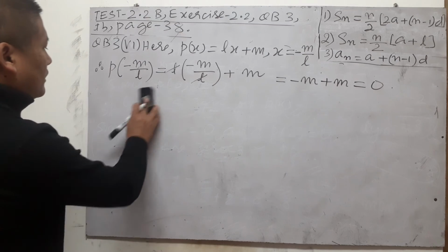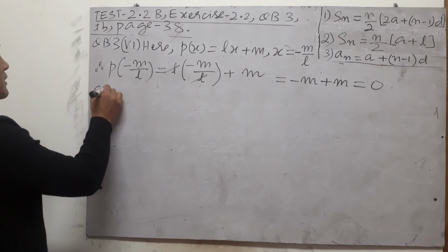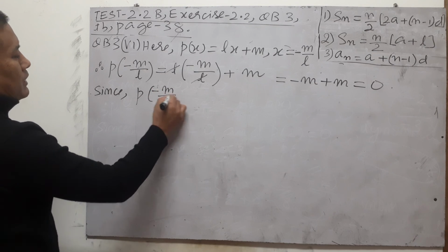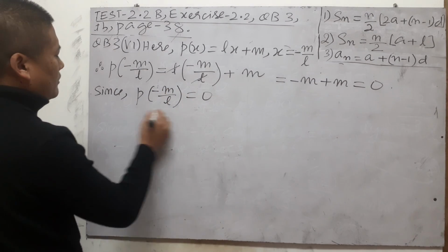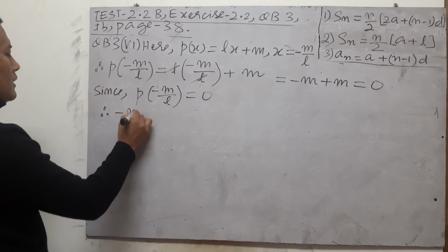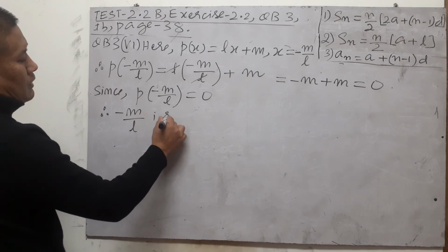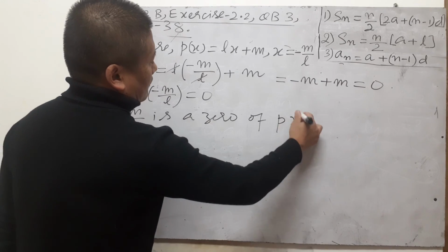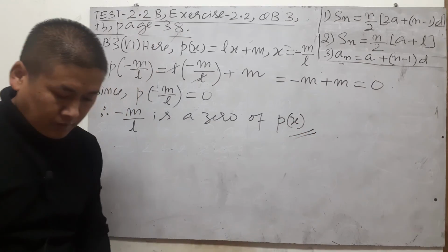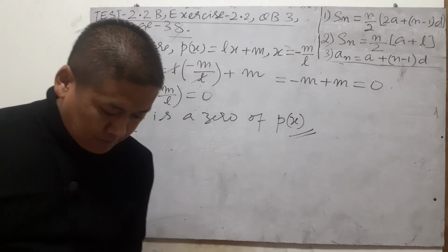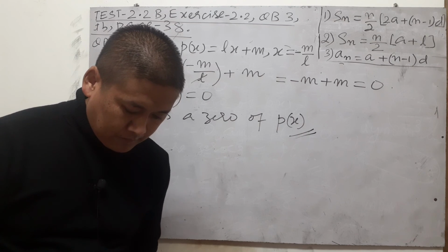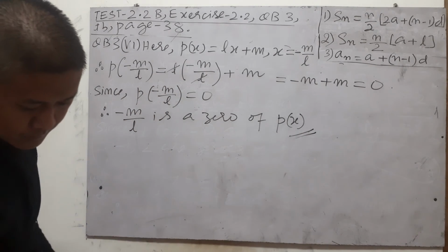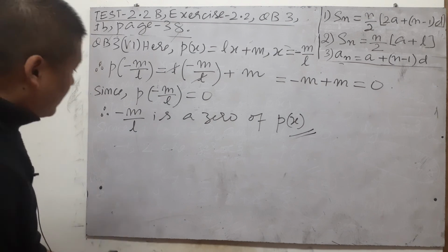So we can write here now, since p of x value minus m by l is exactly equal to 0, therefore minus m divided by l is actually a zero of the polynomial p of x. That is the sixth one. Then we go to the seventh.